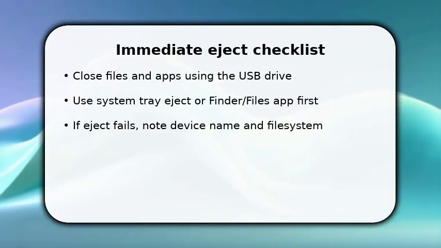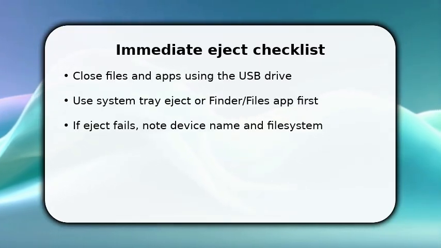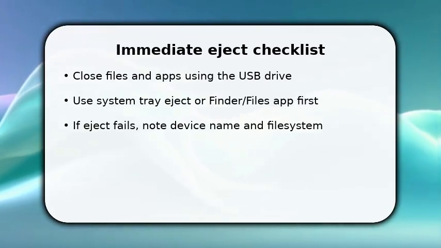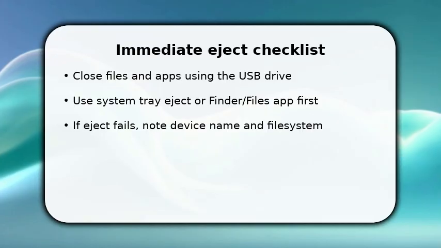You start by closing every file and app using the USB drive. Even background processes can hold a lock. Next, try the normal eject. System tray safely remove hardware on Windows or eject in Finder on macOS.